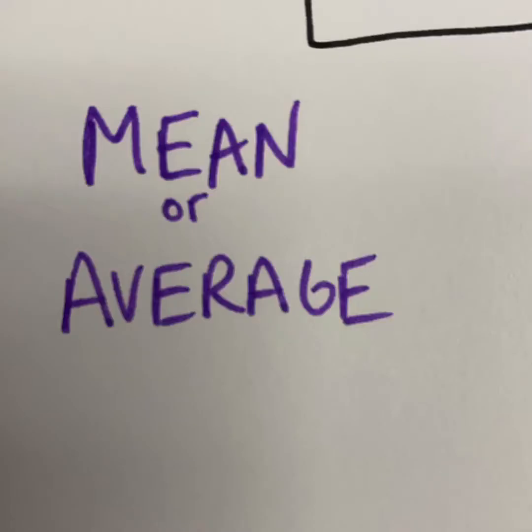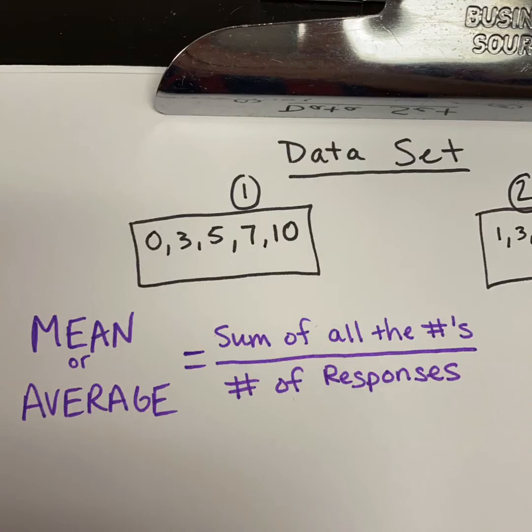Let's go ahead and start with the mean, or the average, and we have to think about what we learned in our last lesson. What was that? What we learned was that the mean, or the average, is equal to the sum of all the numbers divided by the number of responses that there are. So in our first data set, we can see that there are 5 responses. So that's what we are going to be dividing by. Let's go ahead and find the sum.